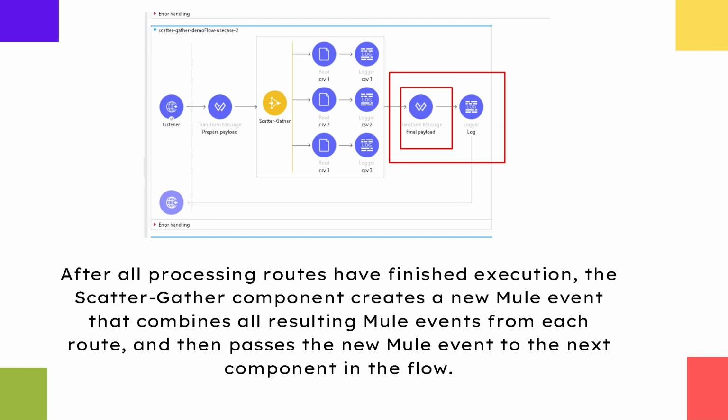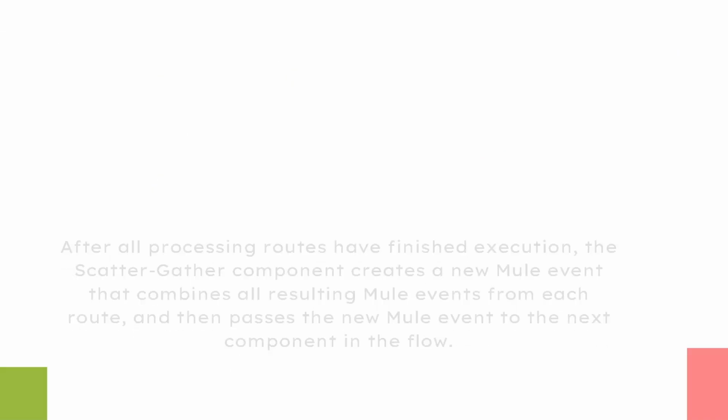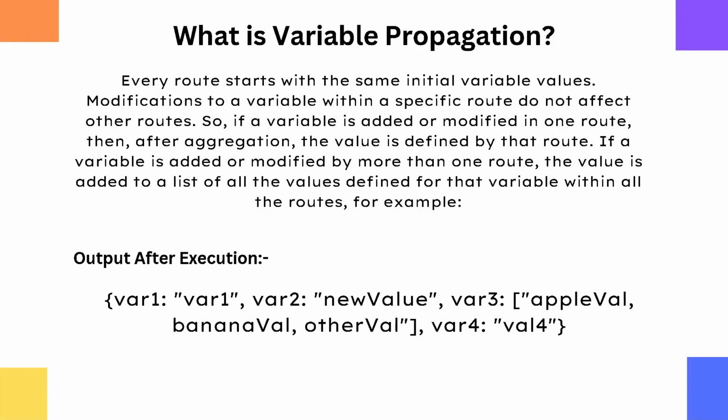The next topic is what is variable propagation. From the definition it is written: every route starts with the same initial variable values. Modifications to a variable within a specific route do not affect other routes. So if a variable is added or modified in one route, after aggregation the value is the one defined by that route. If a variable is added or modified by more than one route, then the value will be added to the list of all the values defined for that variable within all the routes.